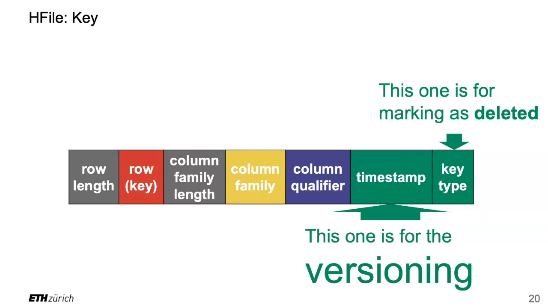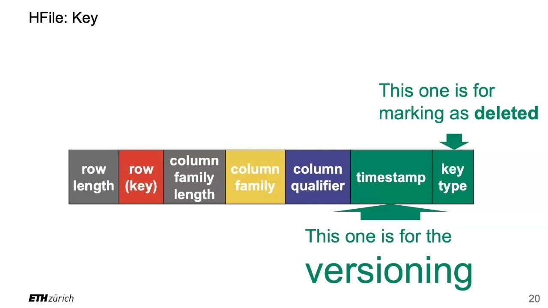How do I know how many bytes there are in the purple zone here, the column qualifier? The row length is always an integer on 32 bits. So I read 32 bits, I have the row length. Yes, a correct answer on the Zoom chat.